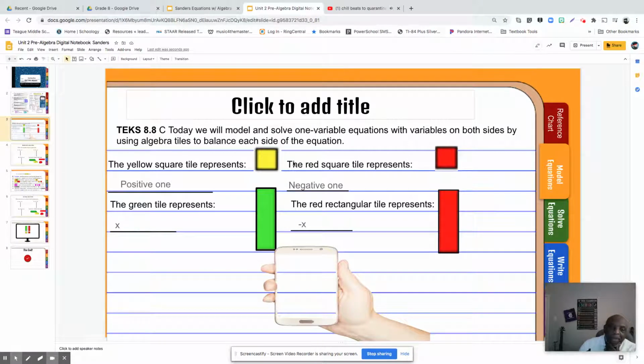Some people may have different color codes for tiles, but for this particular lesson, our working definition for these tiles will be as such: positive 1, negative 1. Then the green rectangular tile is X. The red rectangular tile is negative X. All right, let's move to this next slide.